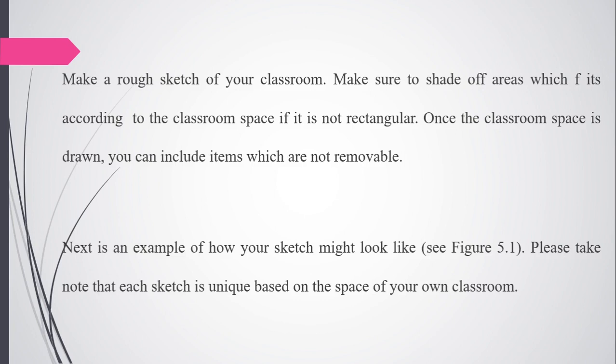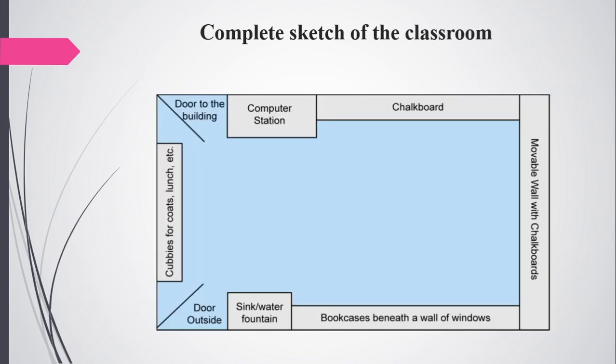Next is an example of how your sketch might look. Please note that each sketch is unique based on the space of your own classroom. Complete sketch of the classroom: you can see the door to the building, computer station, chalkboard, movable wall with chalkboards, bookcases beneath a wall window, sink, water fountain, door outside, and cubes for coats, lunch, etc.